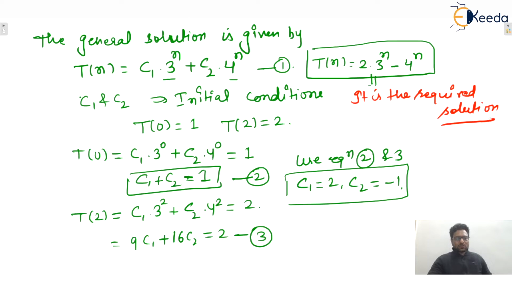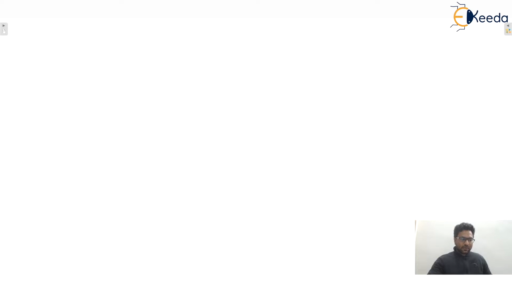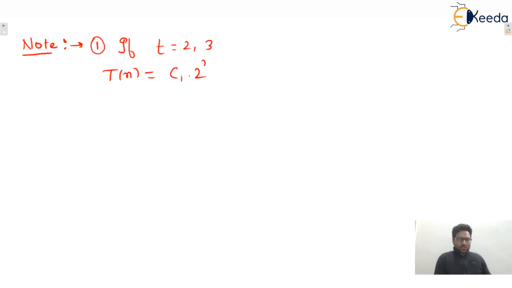Okay, so write down the next note. Remember this one. This procedure was for when both roots, or any number of roots, are distinct. What to do when roots are matching? So remember, first point: if two roots are there, first one is 2, second one is 3, then T of n will be C1 into 2 raised to power n plus C2 into 3 raised to power n.